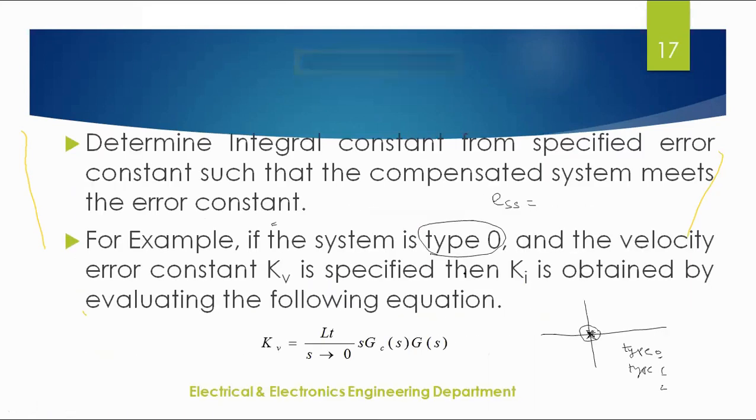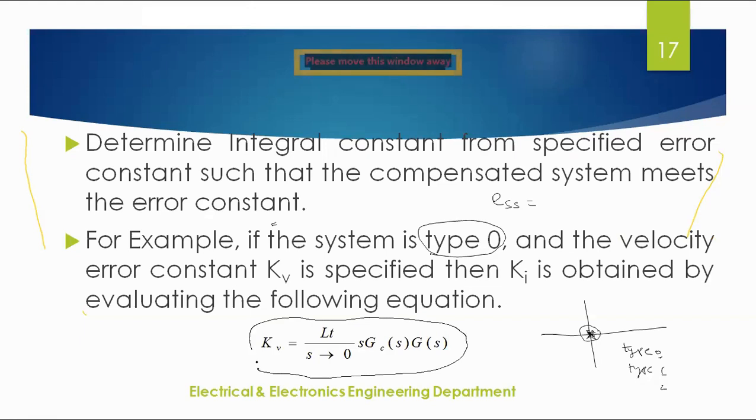For example, I have a type 0 system. Here I'm going to consider the velocity error constant. We know that formula: KV equals limit s tends to 0 of s into GC of s and G of s. We know GC of s, we know G of s, so we can put s equal to 0, then we will get KV. Here I'm going to consider KV equal to KI, based on that error constant.